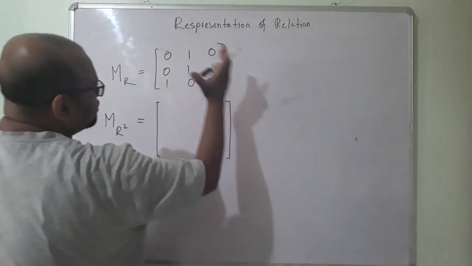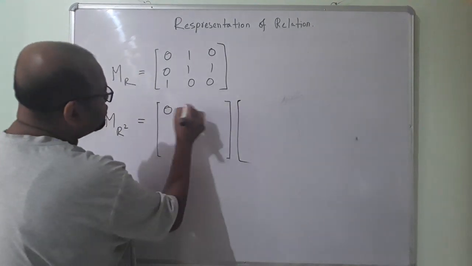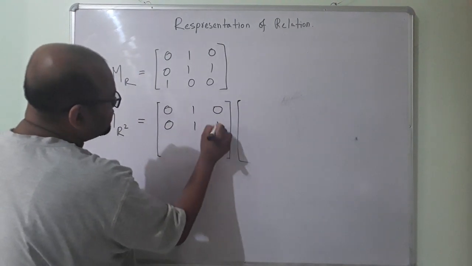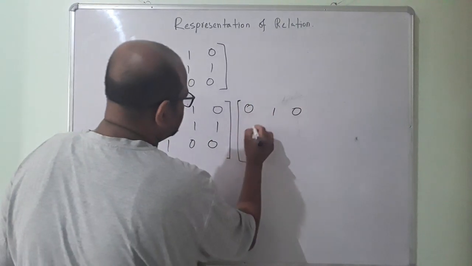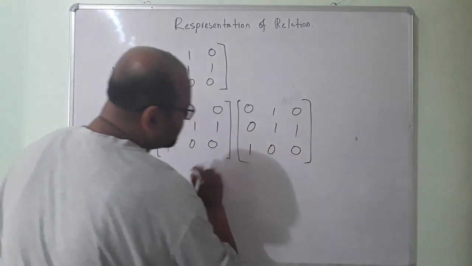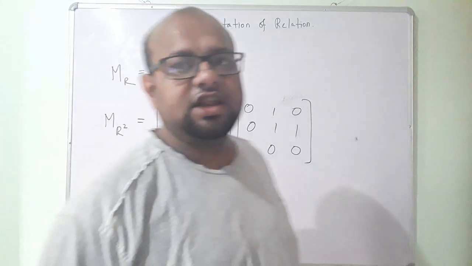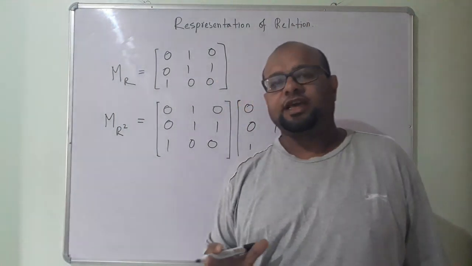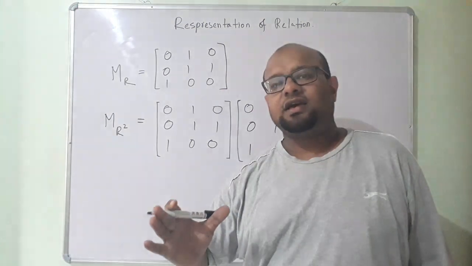I am going to do this matrix multiplication, right? I am going to do 0 1 0, 0 1 1, 1 0 0 into 0 1 0, 0 1 1, 1 0 0. I am going to multiply these two matrices. Now this is not normal multiplication where I have to add and multiply. This is Boolean multiplication where I have to do this AND and OR.